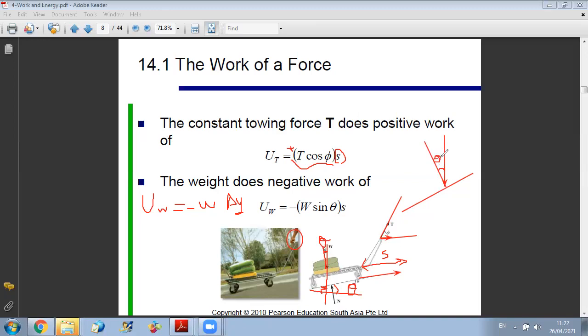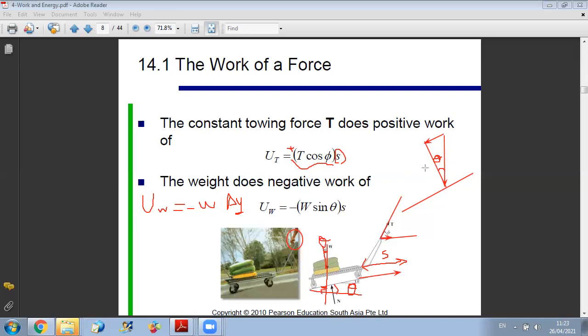Now if I want to project the weight on the line of motion, I will have a negative projection, and this negative projection is equal to minus W sine of theta. Since the projection of W is opposing motion, the work of W will be negative. So the work of W is minus W sine theta, considering that for a small change in elevation W can be treated as a constant, times S.